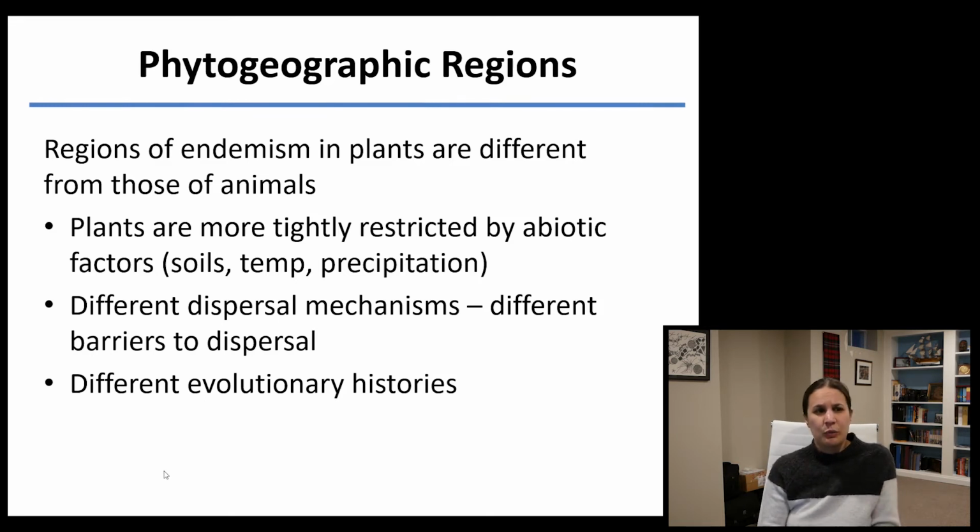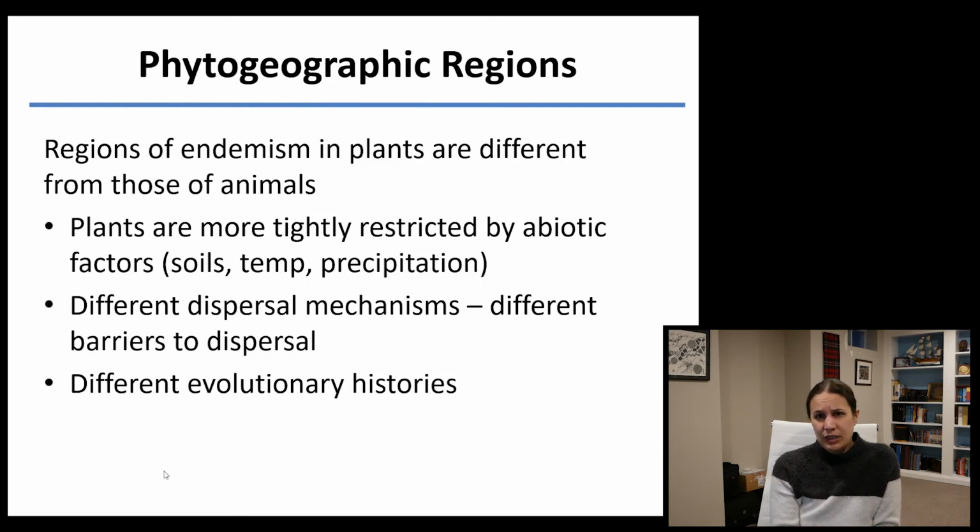So what's a barrier to one species might be a corridor to another. What might stop one species from distributing from one region to another is going to facilitate a different species to get from one region to another. For example, a river is going to be a major barrier to a land animal, but if you're a fish, a river is a means of dispersal.